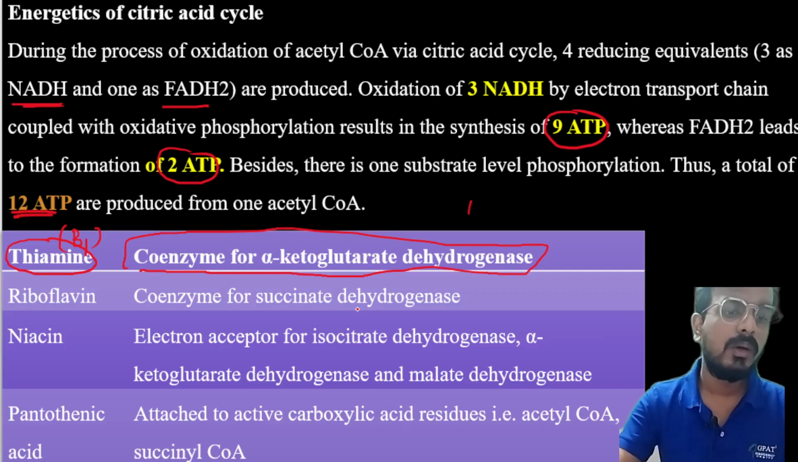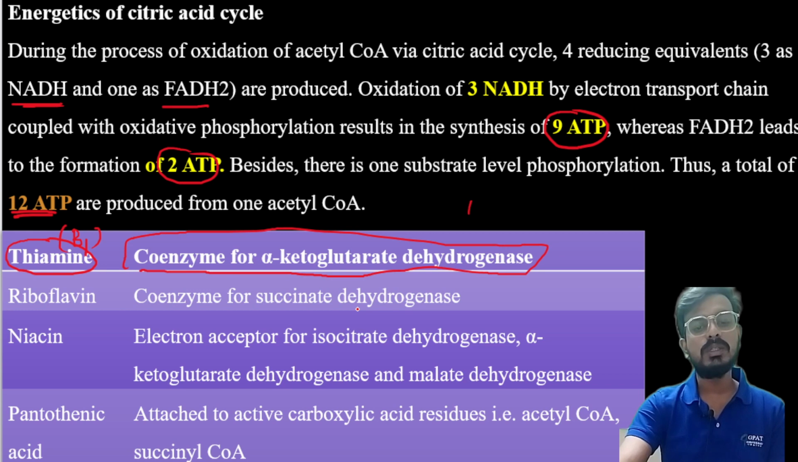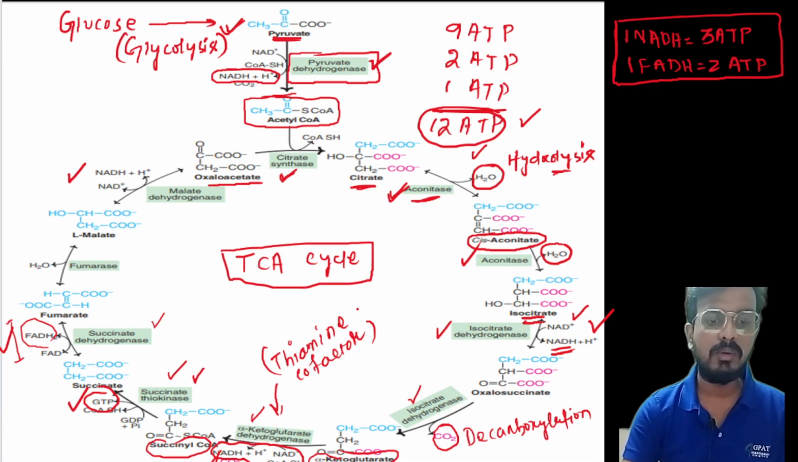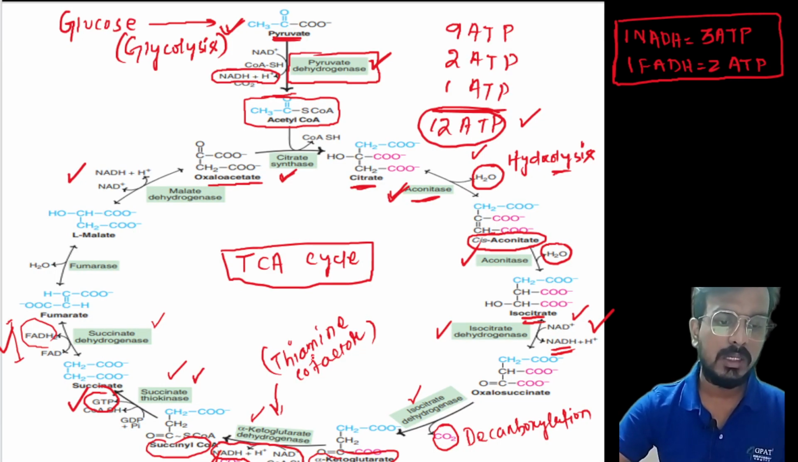Similarly, riboflavin is the coenzyme for succinate dehydrogenase. Riboflavin is your vitamin B2.